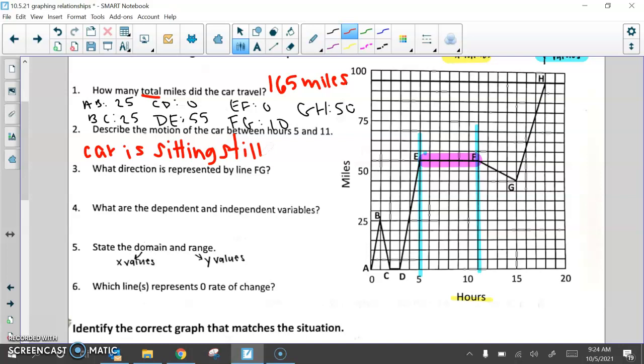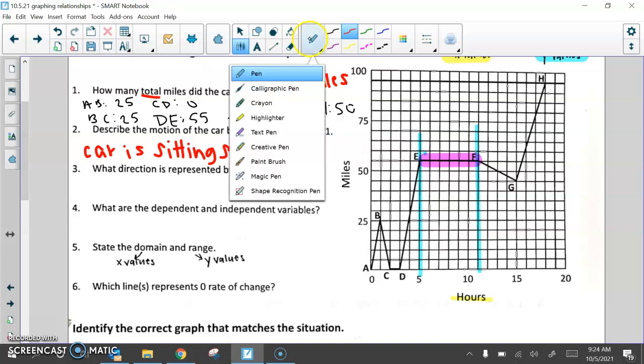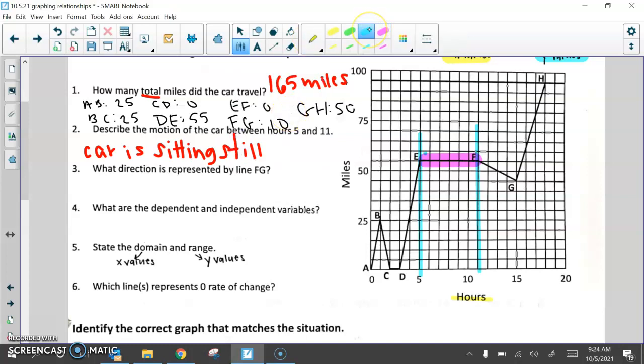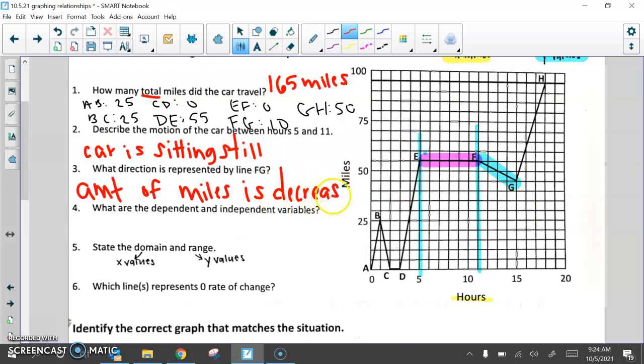What direction is represented by line FG? So FG is right here. So what direction is represented? Well, it's going down, but we don't say down in math, we say decreasing. So the amount of miles is decreasing.